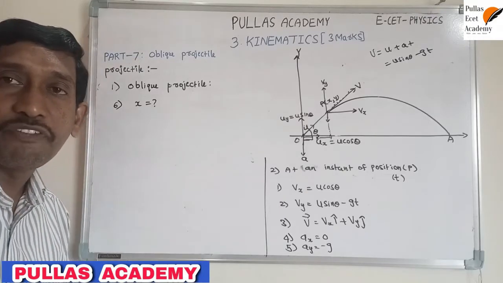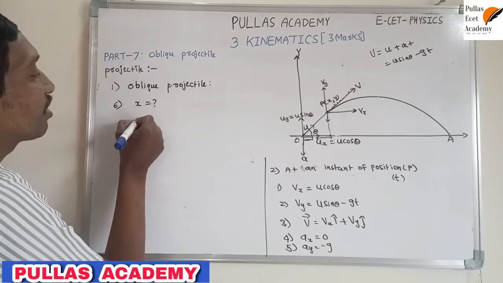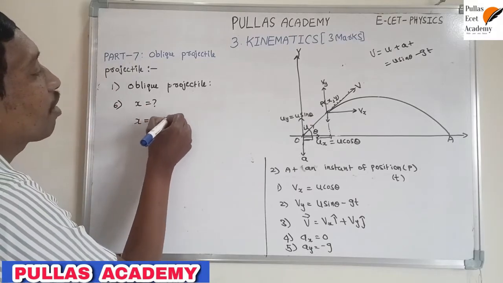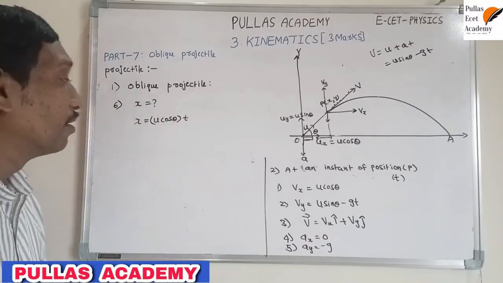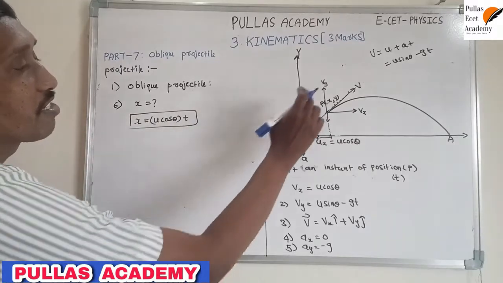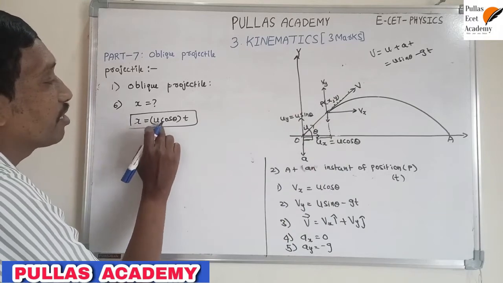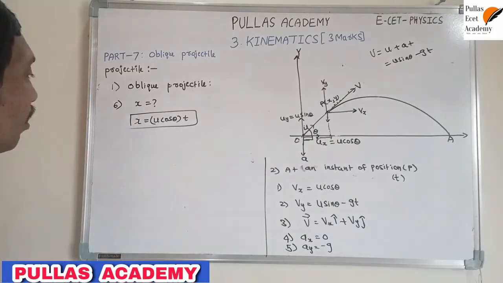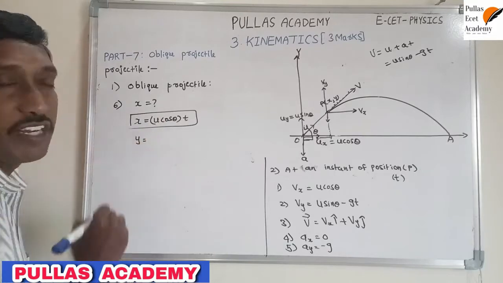When its motion is uniform, distance or displacement is equal to velocity into time. That's why, just to recognize this formula, u cos theta into t is the formula for horizontal displacement. So this is the most important expression here. For an oblique projectile at an instant of position, horizontal displacement is u cos theta into t. Okay. Next, after that we will discuss vertical displacement y.